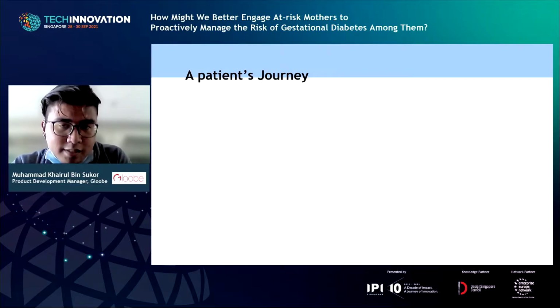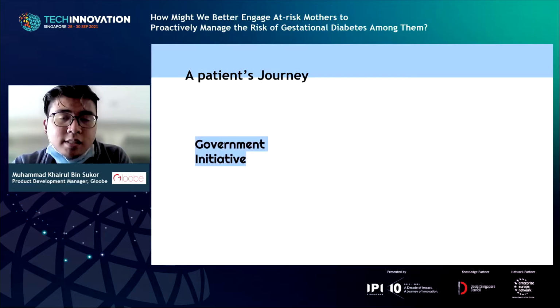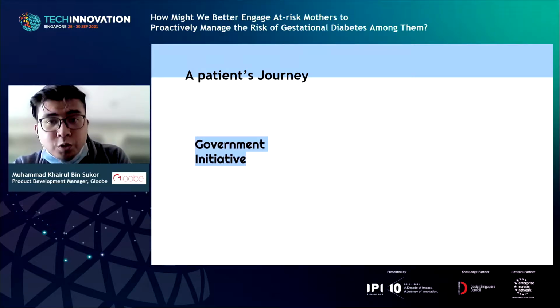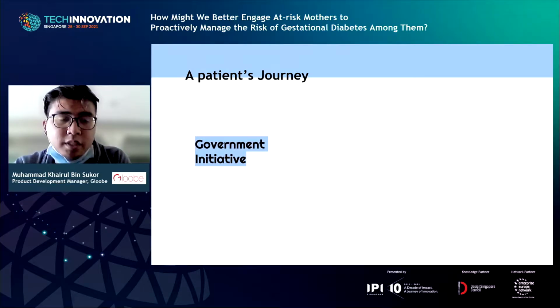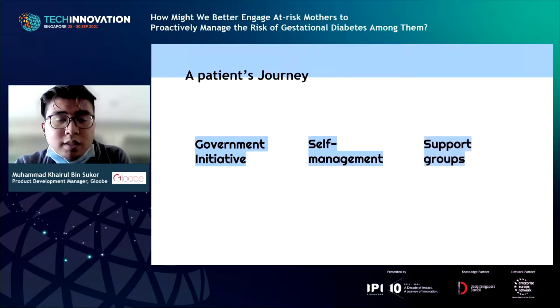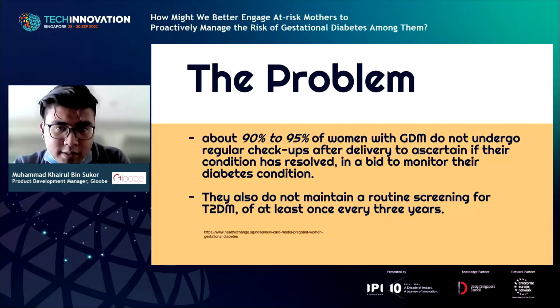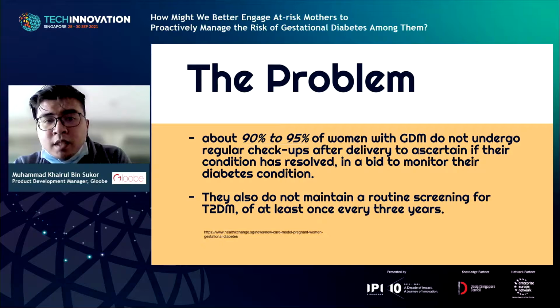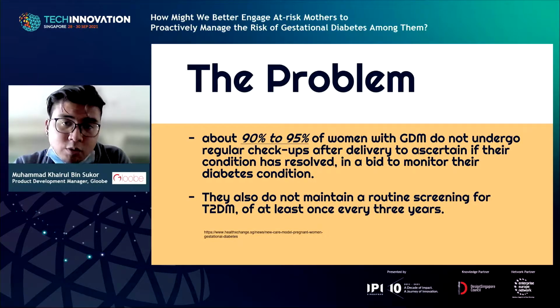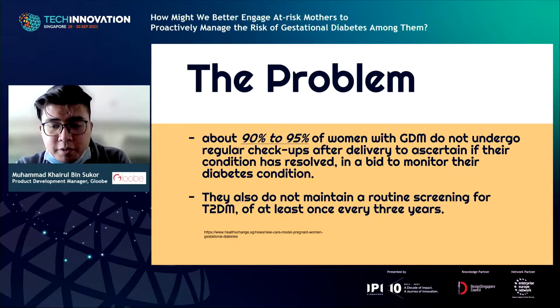A person that has GDM has a lot of initiatives to follow through. There's a path that is laid out for them: government initiatives to self-manage, and also certain support groups that are found online. But is it enough? The problem is that although there are certain pathways for the patients to follow through, 90 to 95% of the ladies do not actually go for their follow-up checkup. That is a big problem.